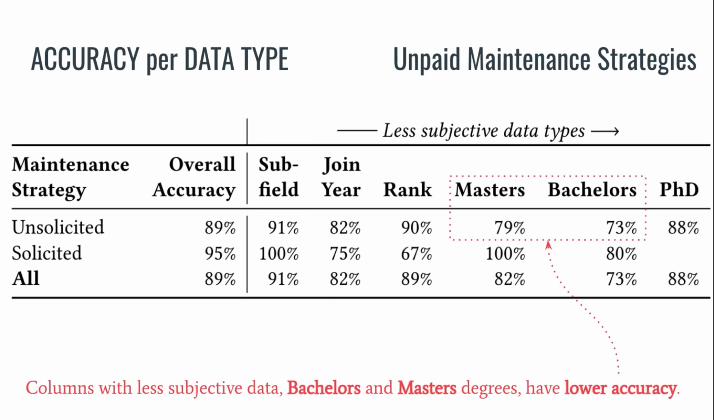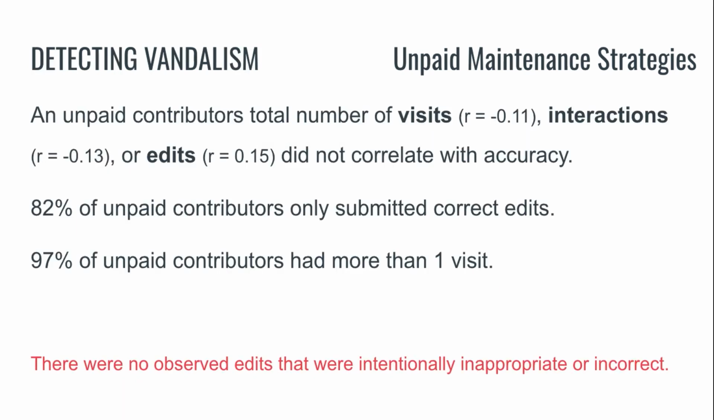Now, columns with less subjective data, such as bachelor's or master's degrees, have lower accuracy. These data types are more difficult to find upon review. Professors generally list their degree on their websites or other sources, whereas their PhD is usually prominently displayed on CVs or their web pages. That's relatively easy to find. We do not observe unpaid contributors deleting data or entering values that would be considered inappropriate or incorrect. Errors most likely resulted from incorrect interpretations of data.